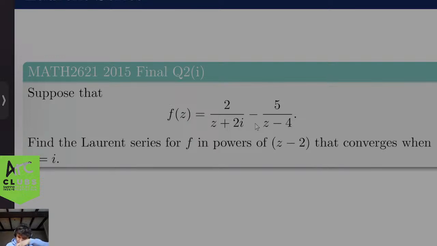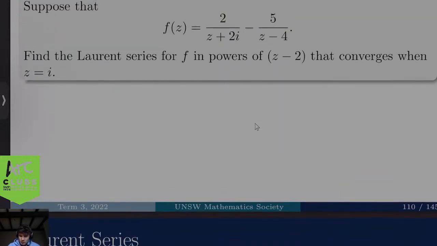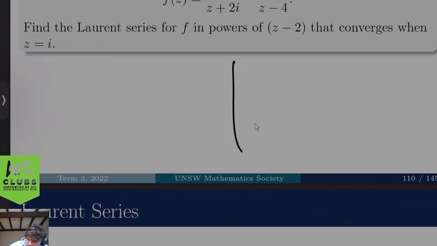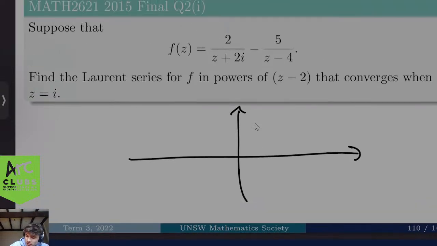Find the Laurent series for f in powers of z minus 2. Okay, one sec. Okay, so to do this, what we're going to need to do is draw a little diagram, because the question is, what is our annulus? We were given the annulus earlier, but now we don't know what our annulus is, so we're going to have to figure it out.